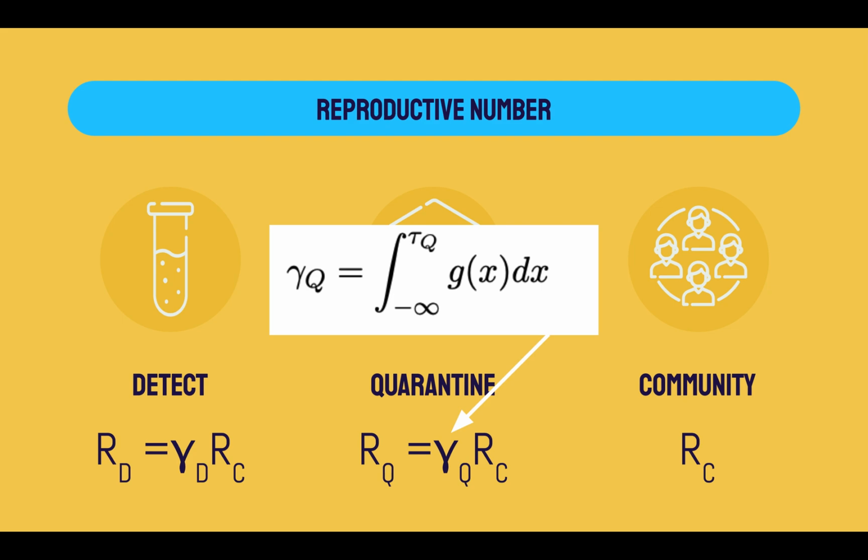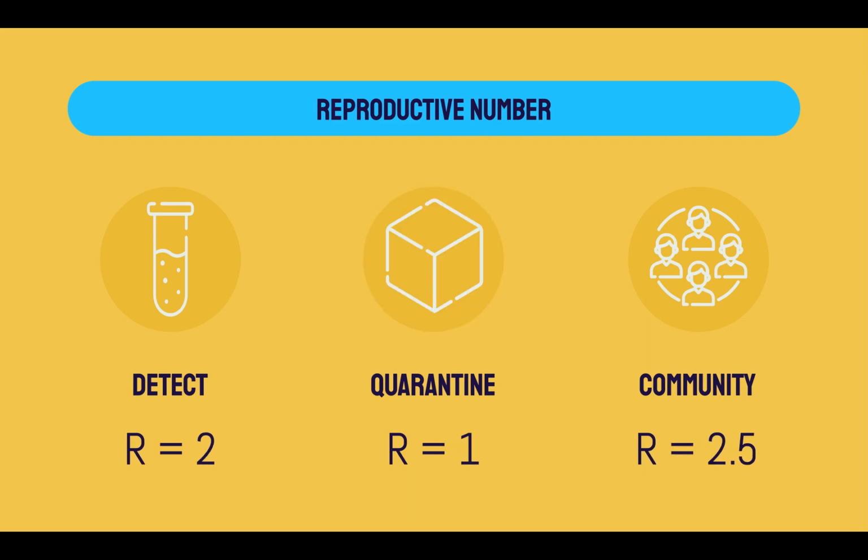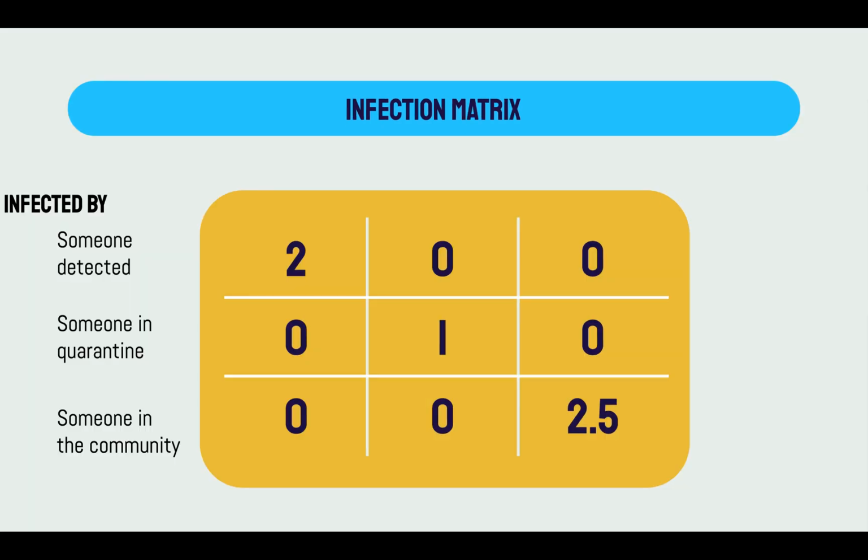And similarly for quarantine, we would do something very similar. We've got this gamma_q, where we're taking the integral from -∞ to the time from symptom onset of the case to quarantine of the contact. Once that contact is quarantined, they can no longer transmit any further. Again, this is the infectiousness distribution, although it would be indexed based on the symptom onset of the case, and that time will be reduced from there. So plugging those in, we can end up with values something like this, where we end up with 2, 1, and 2.5, for example. So what do we do with that?